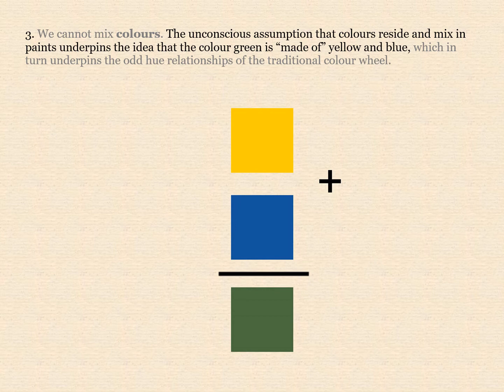But if we don't understand all that, and assume that the colours yellow and blue reside and mix in the paints, we can be forgiven for thinking that the colour green must be made of yellow and blue.